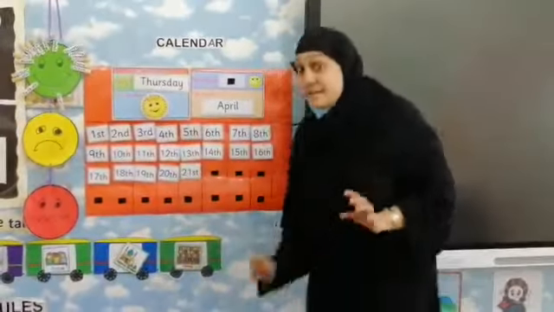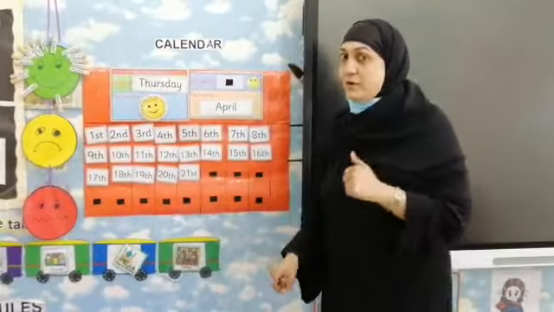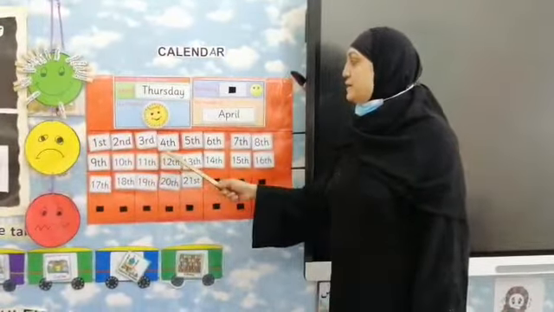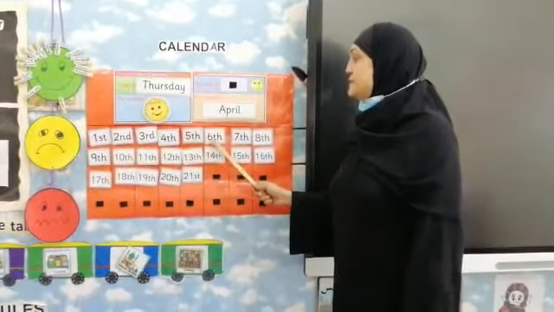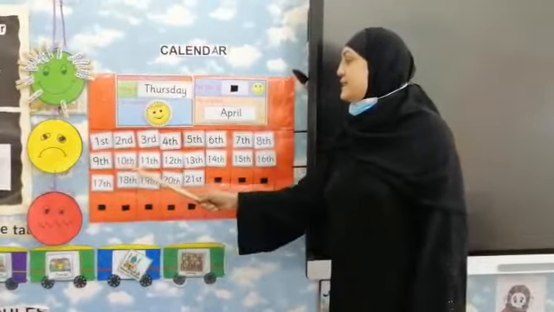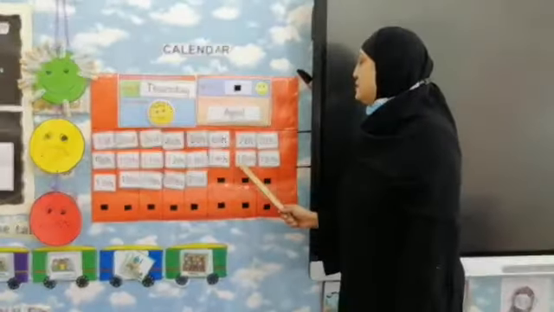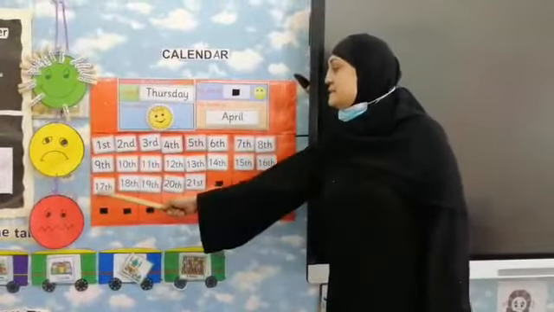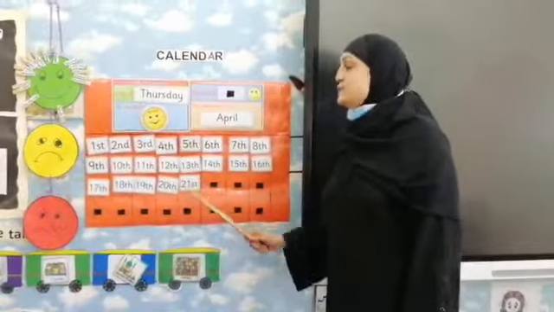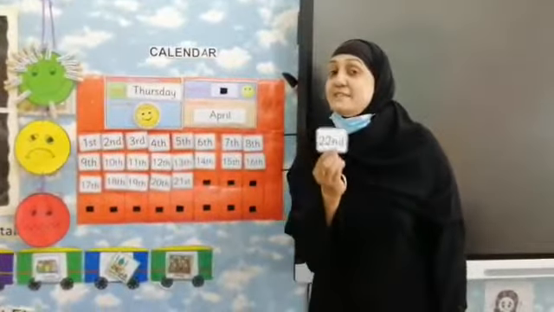Now, to get the day of today, let's count from 1 to 21. Are you ready to count with me? 1, 2, 3, 4, 5, 6, 7, 8, 9, 10, 11, 12, 13, 14, 15, 16, 17, 18, 19, 20, 21. So today is 22.